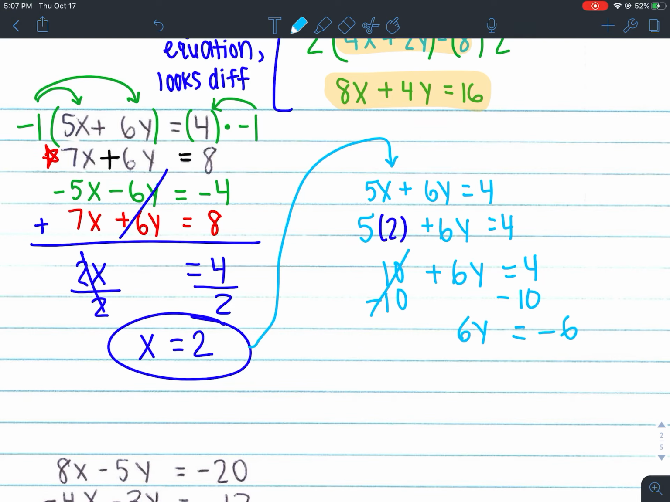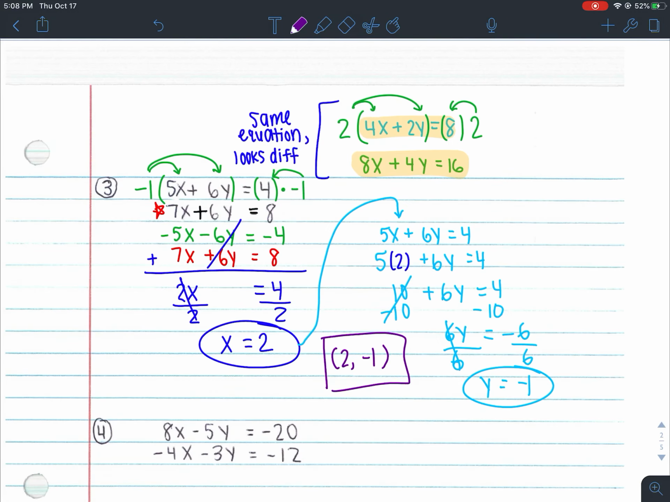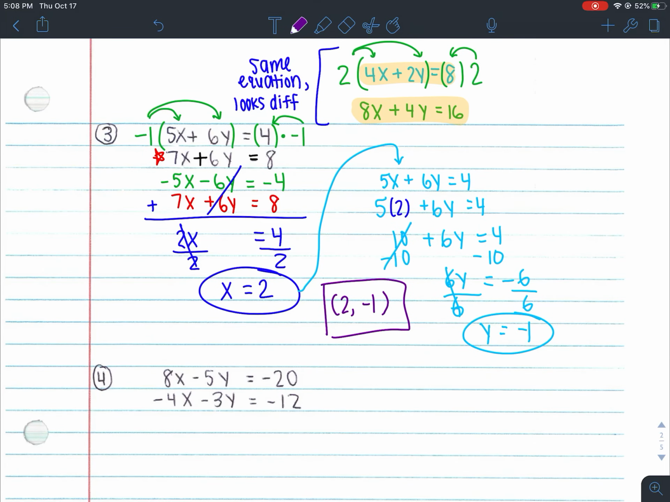Subtract 10 on both sides to get y by itself. And divide both sides by 6. So then I have y equals negative 1. So my solution is 2, negative 1. So if I were to graph these two lines, they would intersect at the point 2, negative 1.